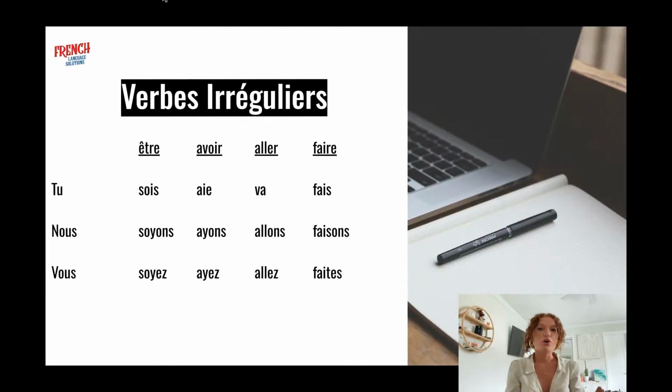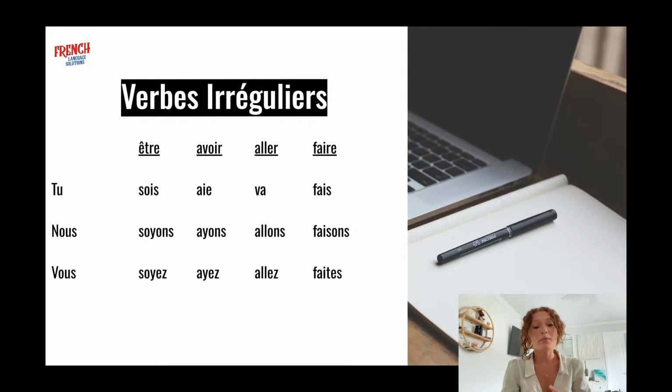Okay, so you know that for the er verb, we have present tense tu, es, you remove the tu, you remove the s. Nous is ons, you just remove the nous, you keep the ons. Vous is iz, you remove the vous, you keep the iz. And the rest is regular. But we have some exceptions. These are the four main verbs that are complicated and that switch completely when we want to use the imperative.